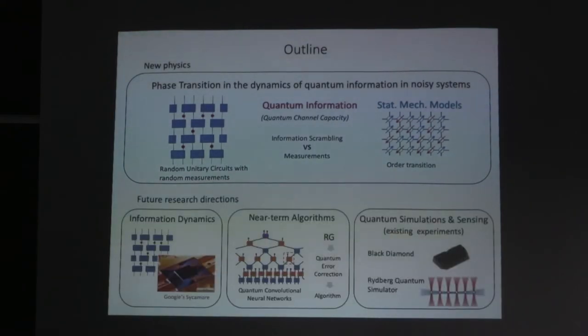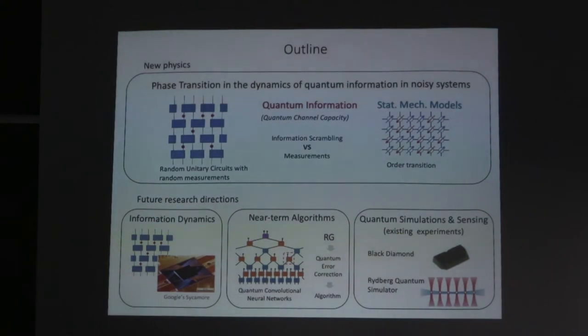And then we'll move on to future research directions. One is a straightforward generalization of our research work, but also, independently, I'll talk about a new way of designing algorithms. For example, how to design an algorithm inspired by the renormalization group flow and error correction for near-term devices. And I'll also make some comments on quantum simulations and sensing in connection to what's been done in recent experiments. So any questions so far?